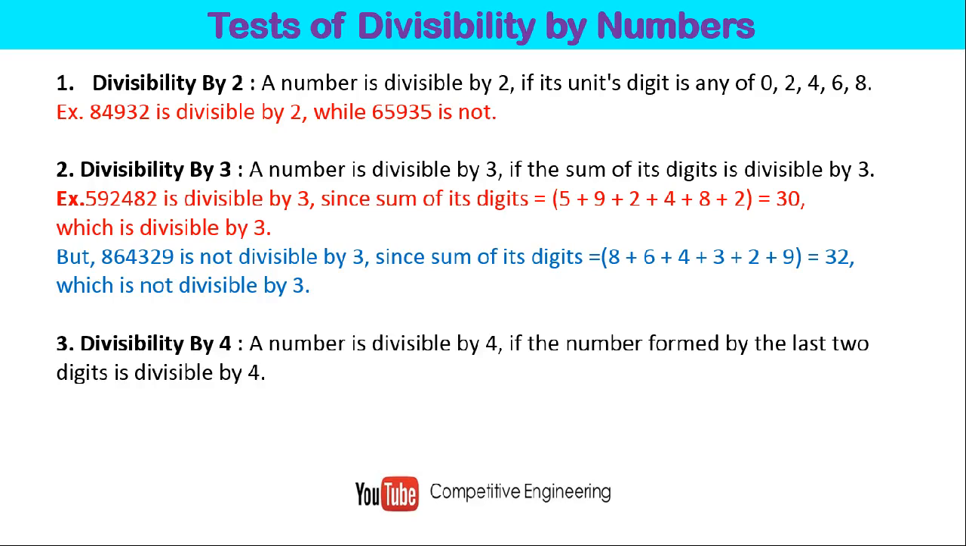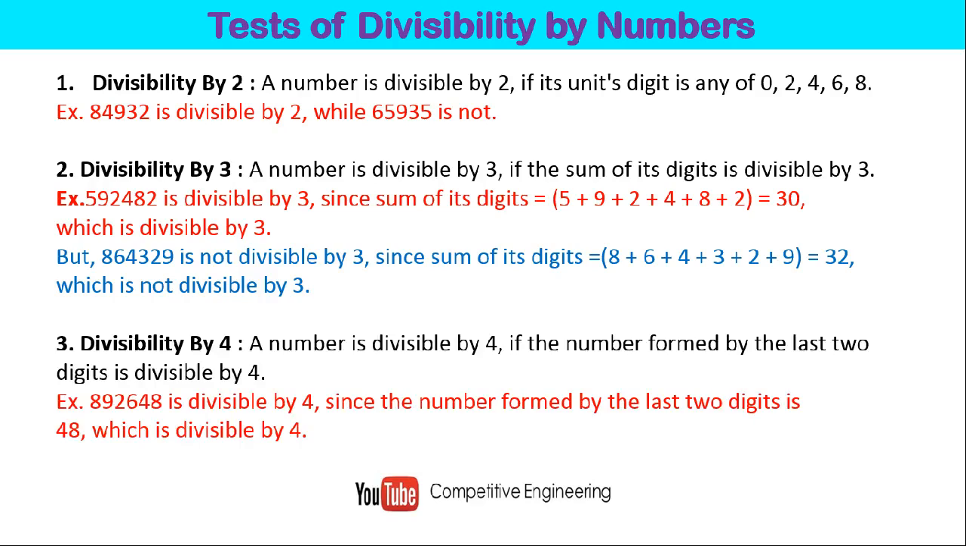Then divisibility by 4. A number is divisible by 4 if the number formed by the last two digits is divisible by 4. Let us take an example. 892648 is divisible by 4 since the number formed by the last two digits is 48, which is divisible by 4.